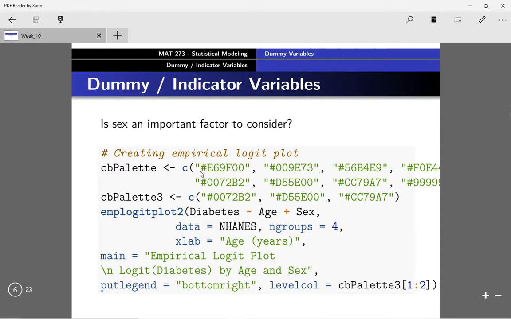So what I did up here is just this CB palette, I called it, is a colorblind palette. So these are actually like different colors in R. So this is like a code representing a different color. I was just using a colorblind friendly palette.